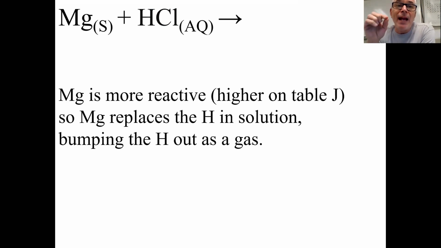So when we look at magnesium, hydrogen, and chlorine, magnesium and hydrogen are both on the left side of the table, and chlorine's on the right side by itself. Wherever there's two, that's where we have to look. Which one is higher? The magnesium is more reactive. Magnesium's higher on the list, so the magnesium is going to replace the hydrogen and swim with the chlorine, and the hydrogen is going to get bumped out as gas.